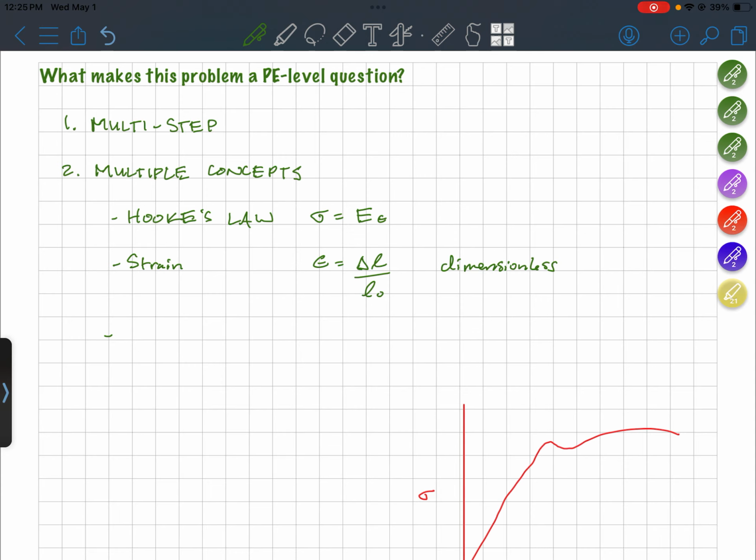Second, you needed to understand your elongation formula, axial elongation, which is PL over AE. And you needed to know that elongation was the same thing as change in length.